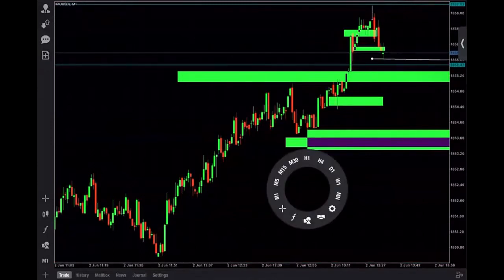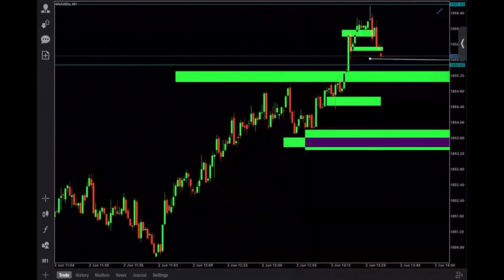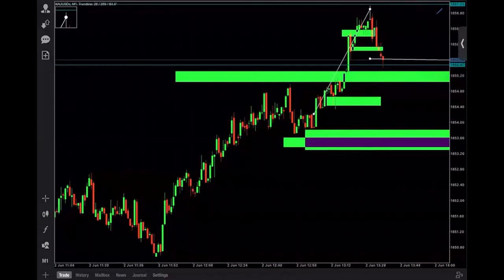Okay, if we took that buy just now when we were discussing, we would have taken almost 30 pips for a 10 pips SL.